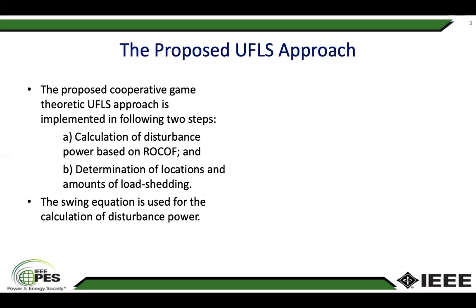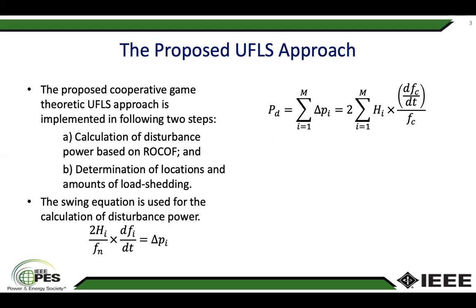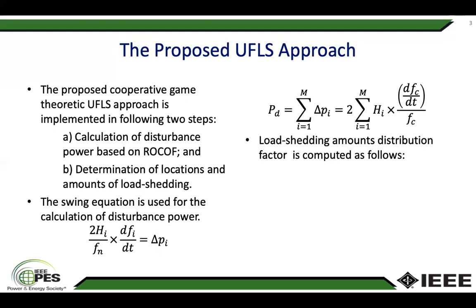The swing equation is used for calculation of disturbance power. This is the swing equation. Using this, the disturbance power of each machine is computed, where delta p_i is the disturbance power of each machine. And when we add the disturbance power of all the machines, we get the total disturbance power, P_D. And then this can also be expressed in terms of f_c, where f_c is the frequency of the overall system referred to center of inertia.